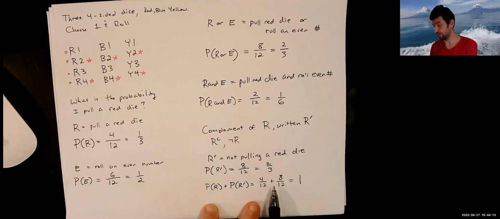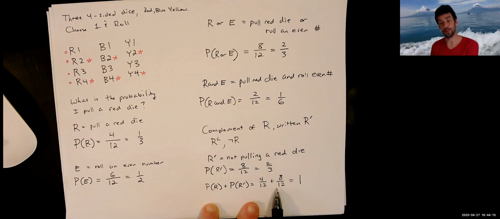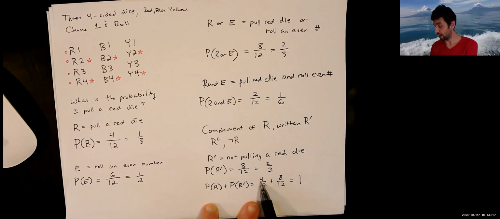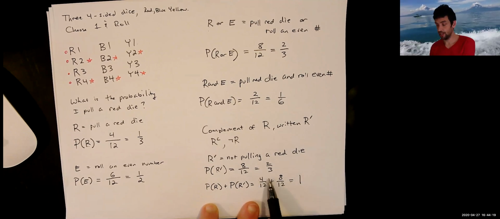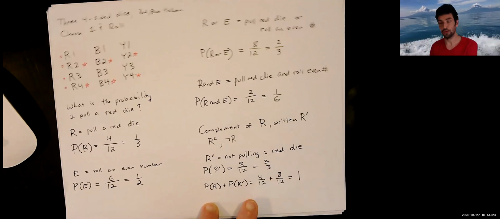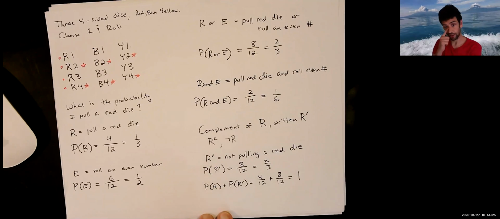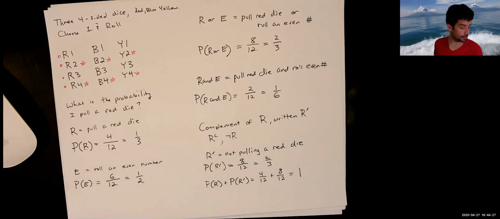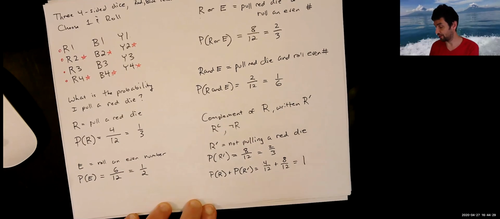Look at what's happening here with our fraction. They're both going to have the sample space in the denominator of 12. R is going to be some of them, not R is the rest of them. So you're always going to get the total of 12 in the numerator when you add them together. So this is a fact about complements that is very useful, right?